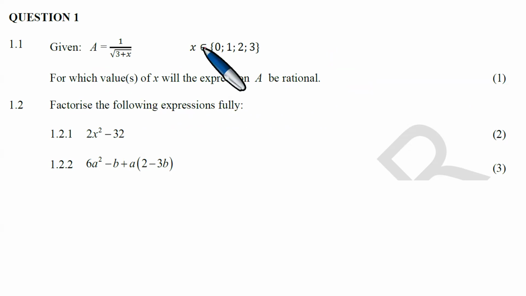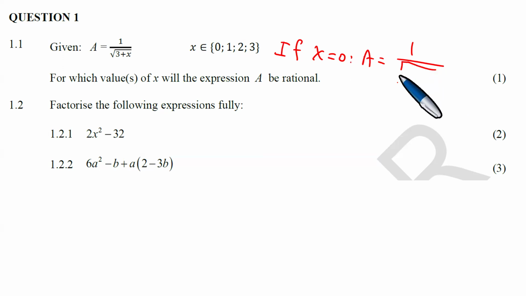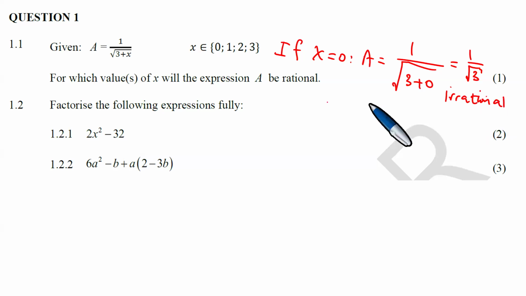First things first, we experiment. If x is equal to 0, a equals 1 divided by the square root of 3 plus 0, and this is 1 divided by the square root of 3. As a matter of fact, this expression is irrational.